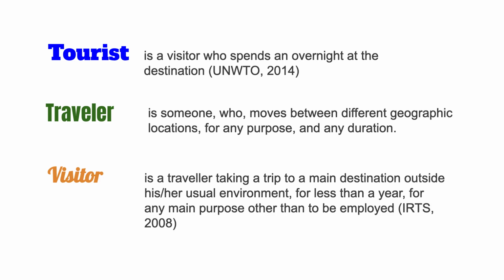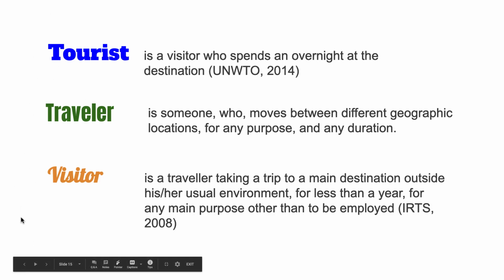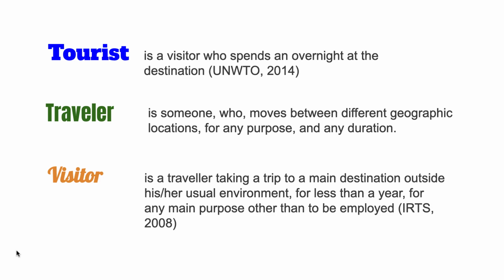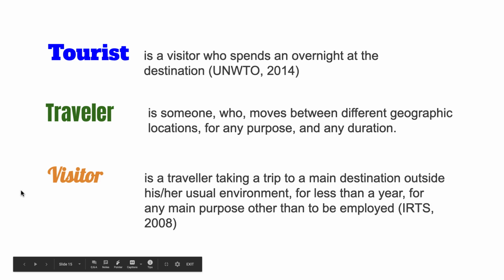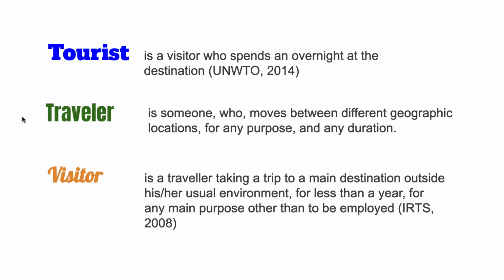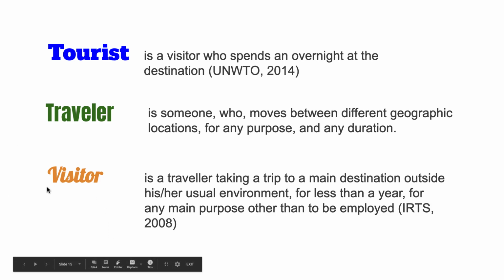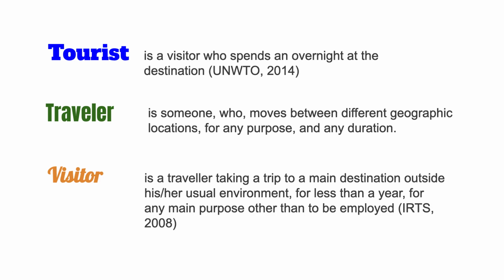While the visitor is a traveler taking a trip to a main destination outside his or her usual environment for less than a year for any main purpose other than to be employed, by IRTS 2008. So if we look at these three terms, we can say that the tourist can also be a visitor, while a traveler cannot be a tourist if its purpose is not tourism related. Okay, a little bit confusing for now, but as we go on, you will definitely understand what it is about.